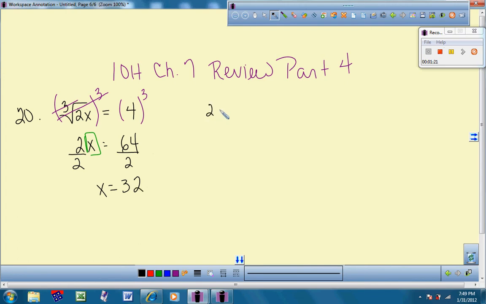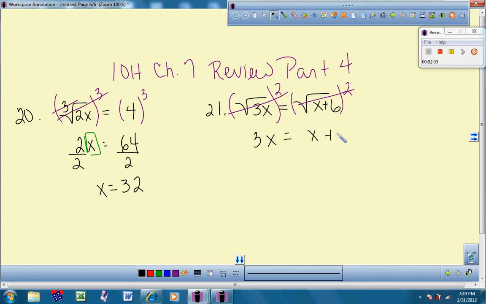Example 21. Let's take the square root of 3x. That's equal to the square root of x plus 6. So to get rid of these radicals, we're going to go ahead and square both sides of our equation. Radicals and the exponents cancel each other out. On the left, we're left with 3x, and on the right, we're left with x plus 6.